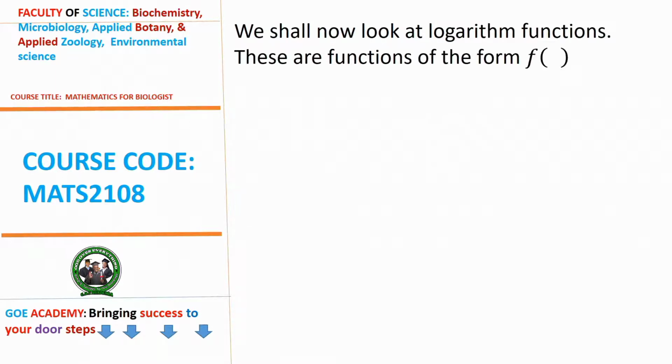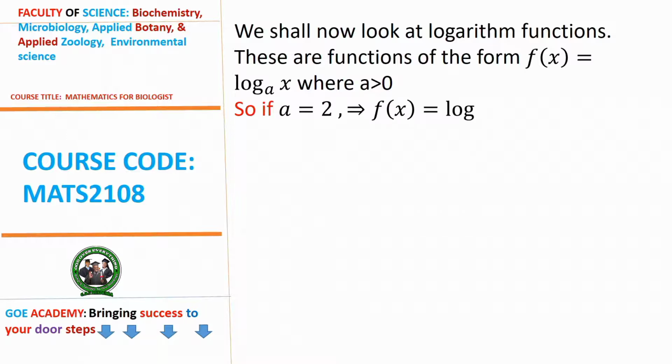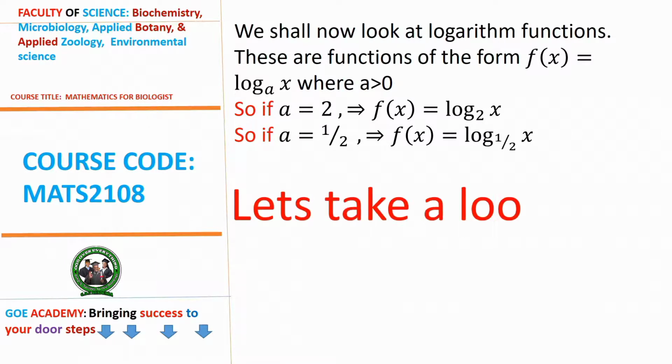So we are going to look at functions of the form f(x) = log x base a, where a is greater than 0. If I say, for example, that my value of a is equal to 2, then f(x) should be equal to what? Log x base 2. Are we okay? Just replace the position of a by 2. If a equals a half, I'm going to have log x base a half. a is just acting as a base.